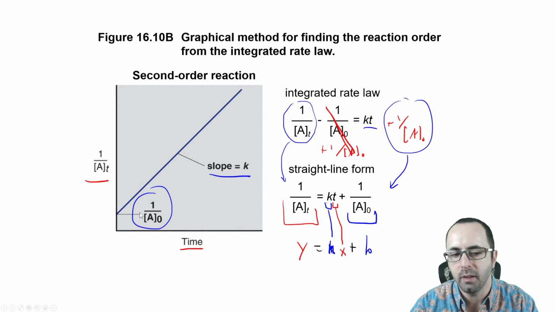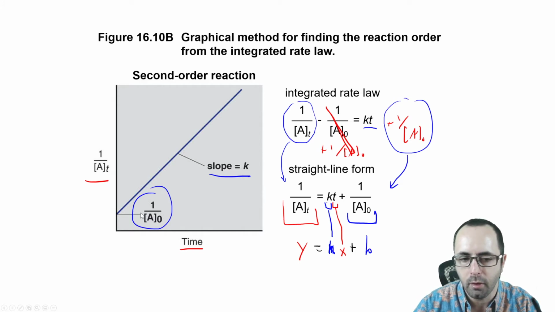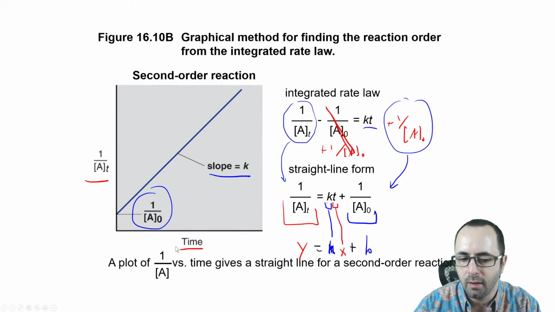So what you'll want to do to test is you'll do both. You'll have the concentration and time, and you'll graph the natural log of concentration versus time, and 1 over the concentration versus time. The plot of 1 over concentration versus time will give a straight line for a second order reaction.